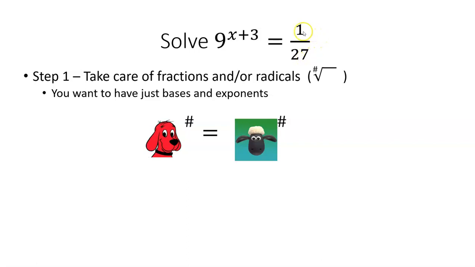Well, if we slide the 27 up, that makes it 27 to the -1 power. Now, it's something to a power equals something to a power. Our bases are not fractions and our bases are not radicals. That's what we want.